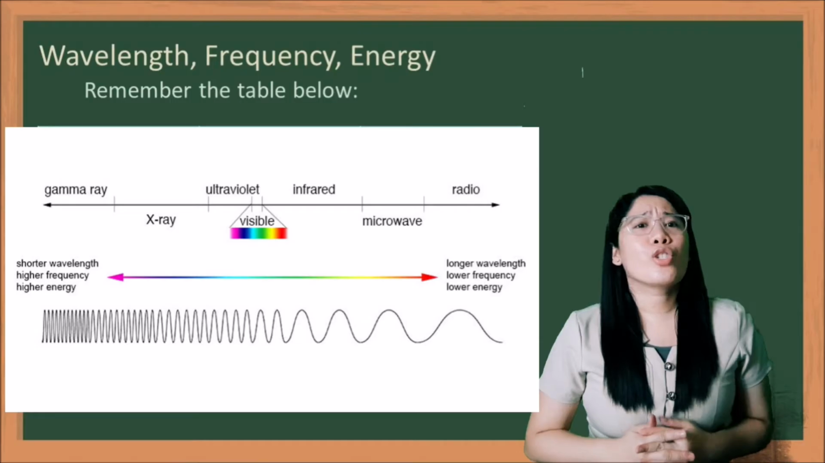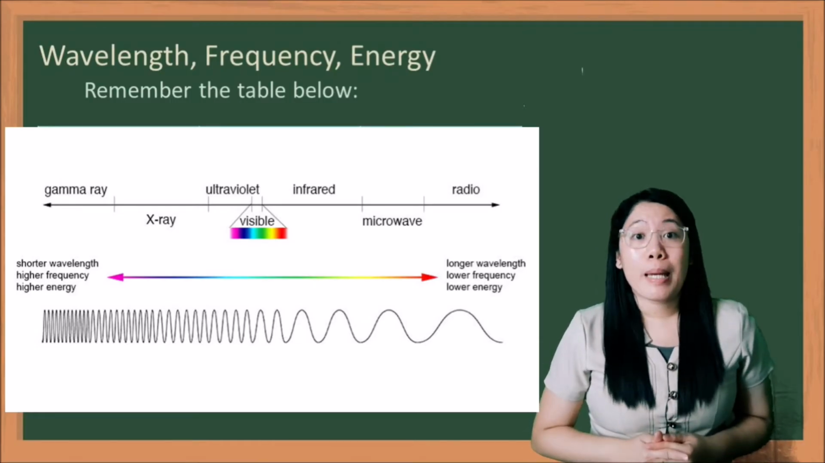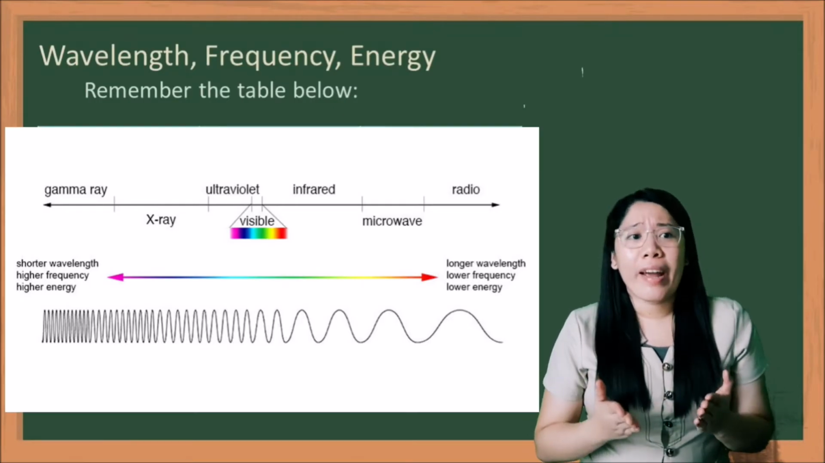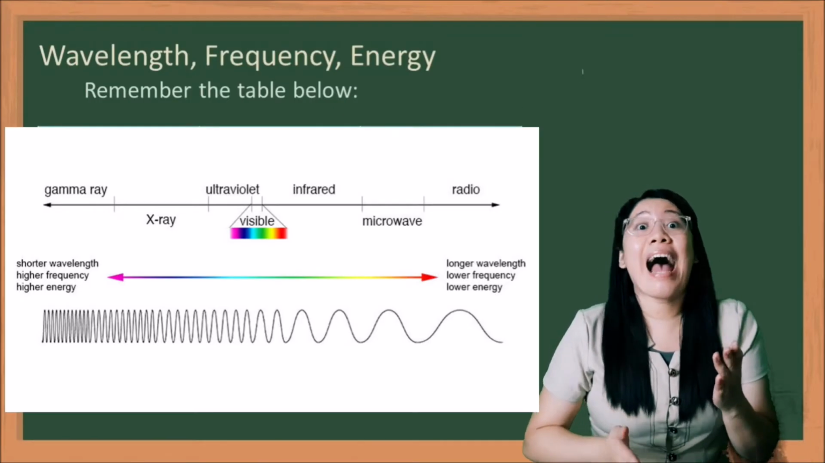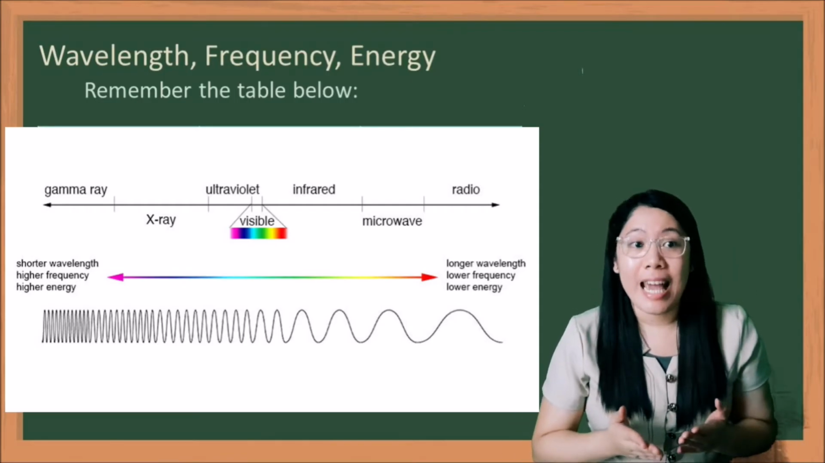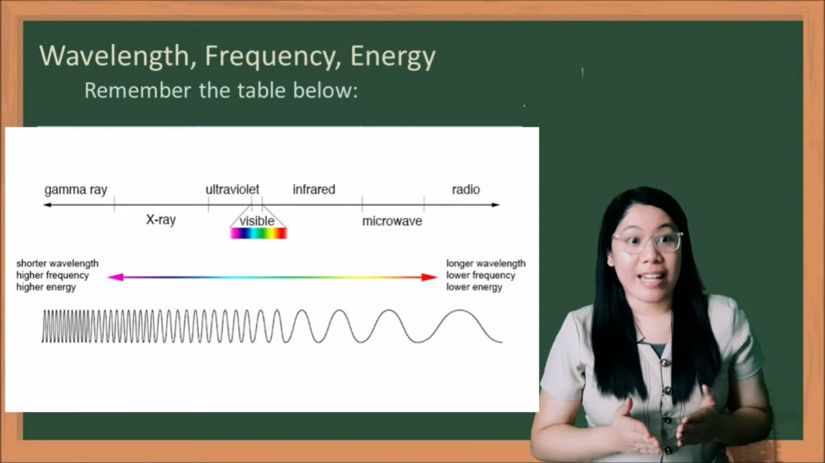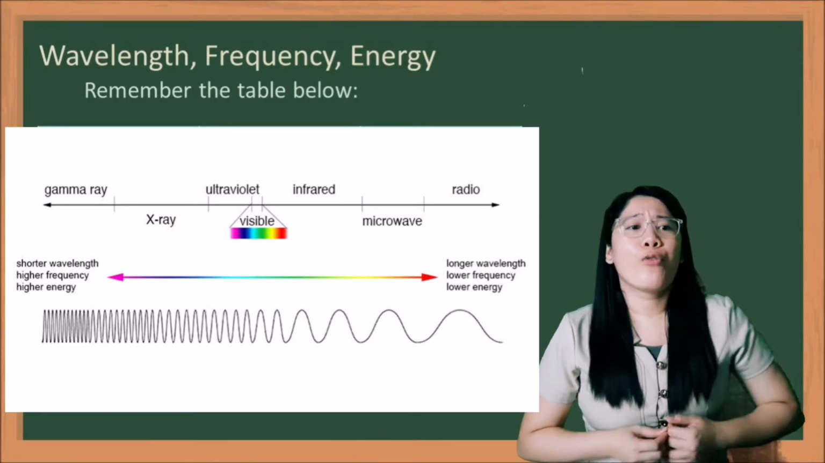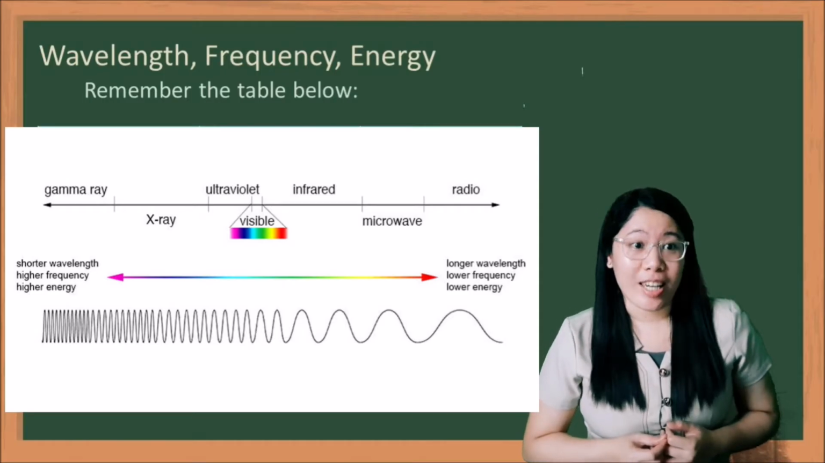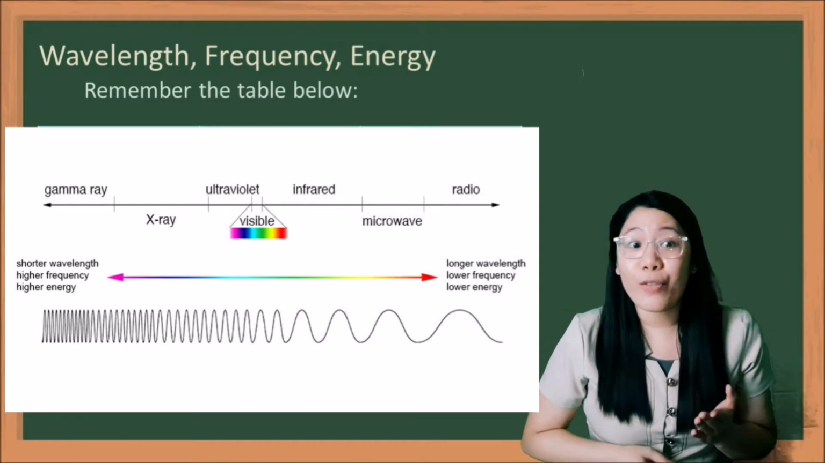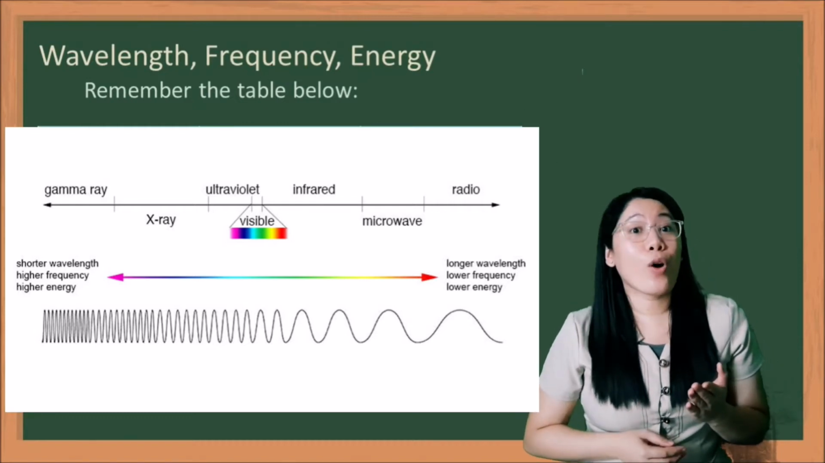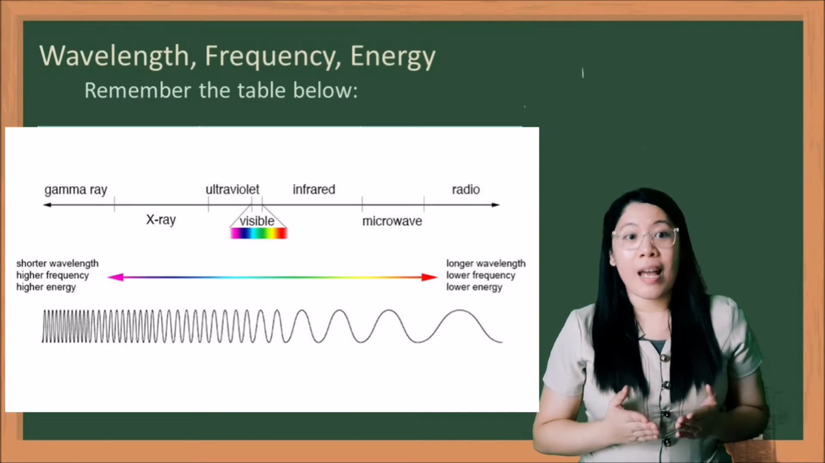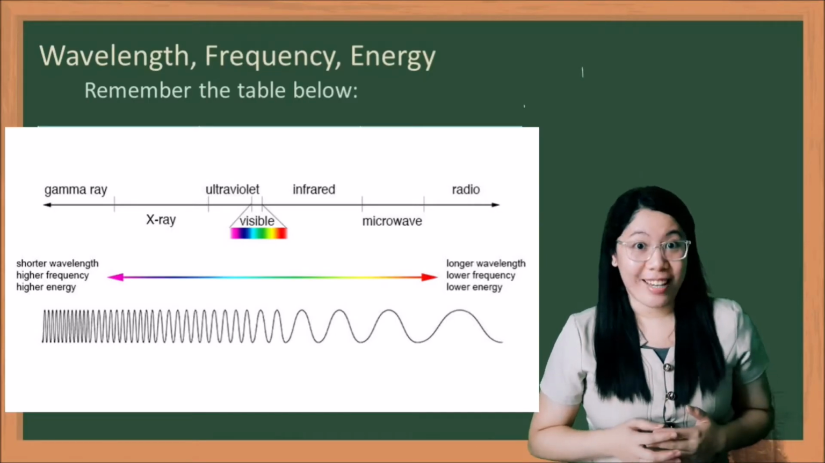Take note of that. So, in the relationship between the wavelength and the frequency, the shorter wavelengths have a high frequency and the longer wavelengths have a low frequency. Meanwhile, for the frequency and the energy, high frequency waves have high energy, and low frequency waves have low energy.